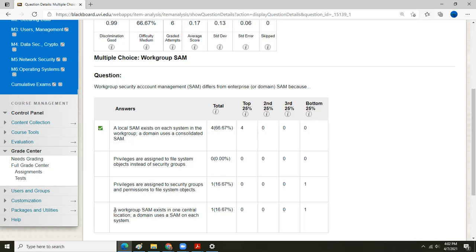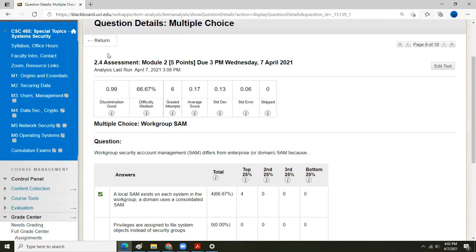Here it says a workgroup SAM exists in one central location. No, that's a domain or enterprise SAM. A domain uses a SAM on each system. Well, that would be chaos. If a domain environment stored a separate account management database on every system, then all you'd have to do is hack one system and everybody would be gone. Everybody would be compromised.